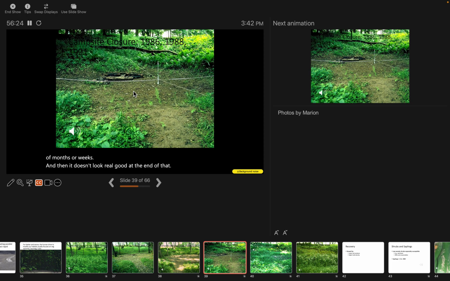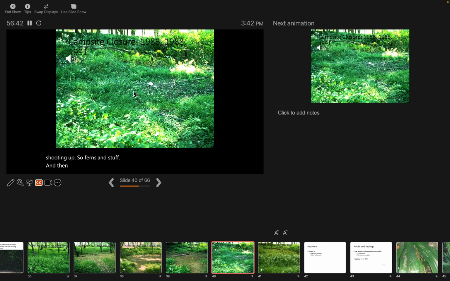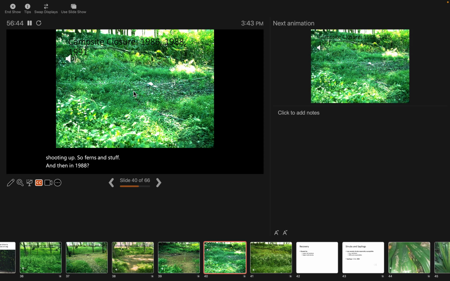Here is a separate site that was closed in 1986 and then revisited later. This is the site at the end of the season where it had been lightly used. You can see some of those low impact resistance forest forbs already shooting up, so ferns and stuff. And then in 1988, at the end of 3 seasons of elapsed time, this is what it looks like. Can you still kind of see where that campsite is?